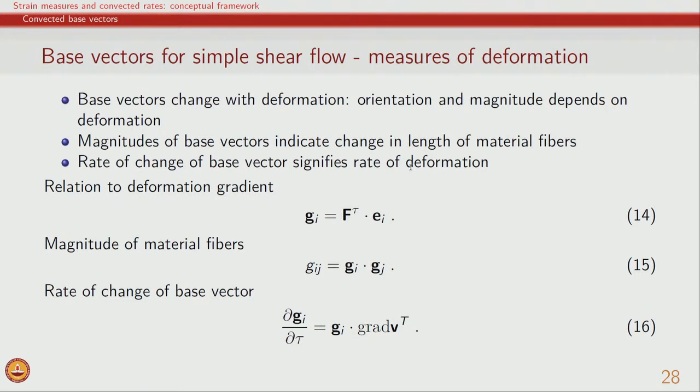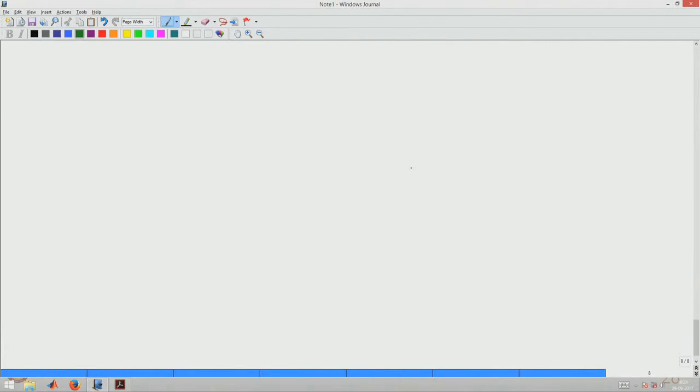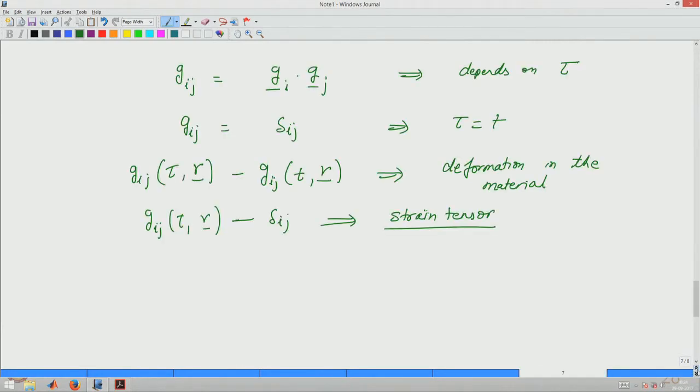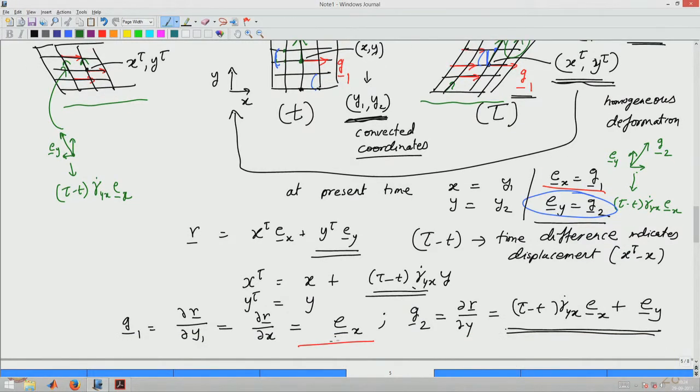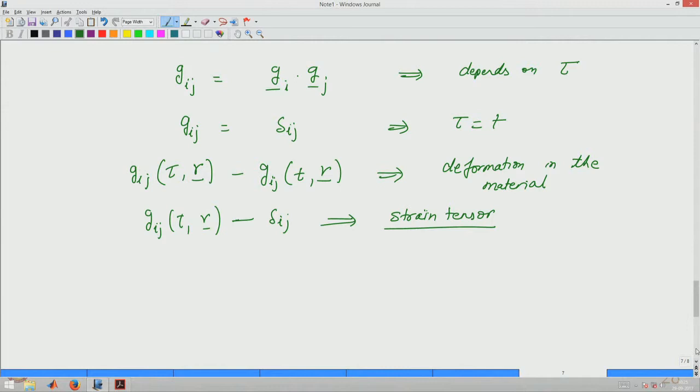So, for example, if we go back and look at our example, we had seen that G1 is given by Ex itself, and clearly with time that is not changing. So, therefore, in the simple shear example, the rate of change of del G1 by del tau is 0, because G1 was actually Ex all the time.